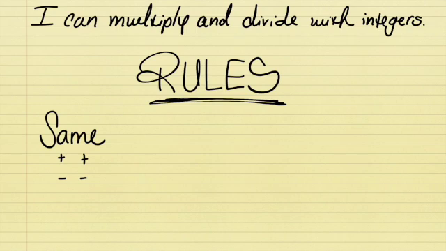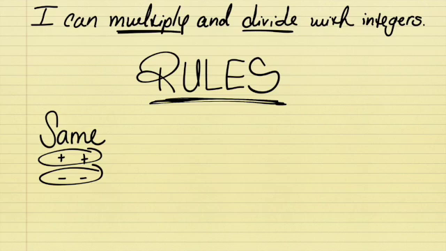Multiplying or dividing. Remember, today is all about multiplying and dividing only. So if you're multiplying or dividing with two numbers that have the same signs, they're both positive or they're both negative, your answer will always be positive, okay? No matter what, it'll always be a positive number. I know, weird, right? We'll talk about that in a minute.